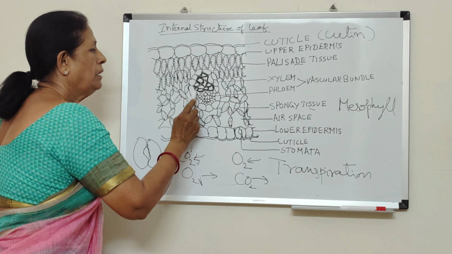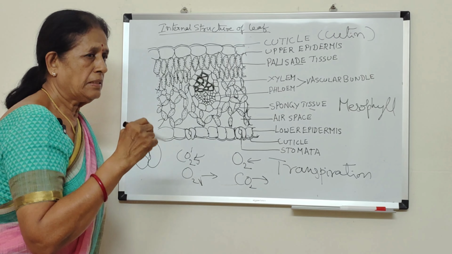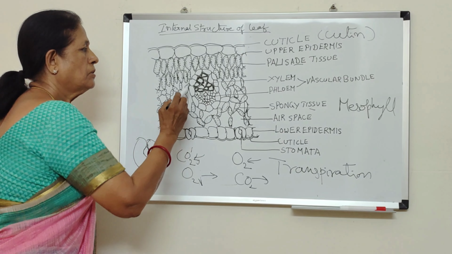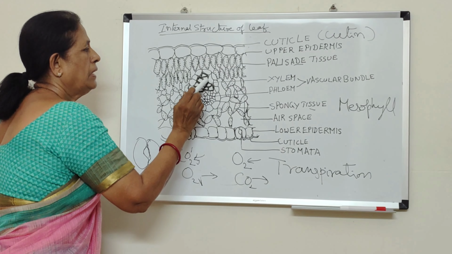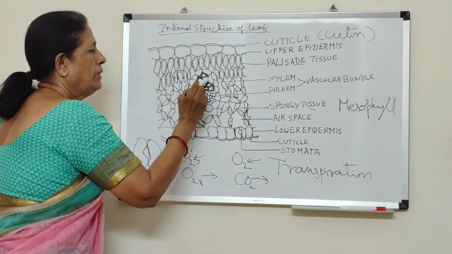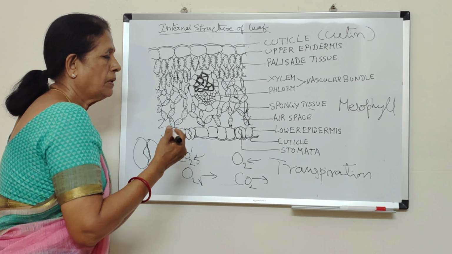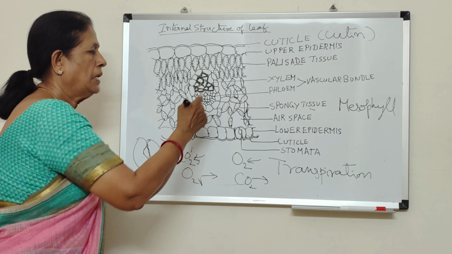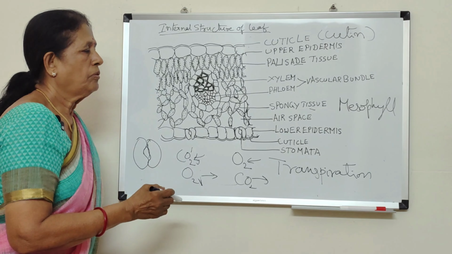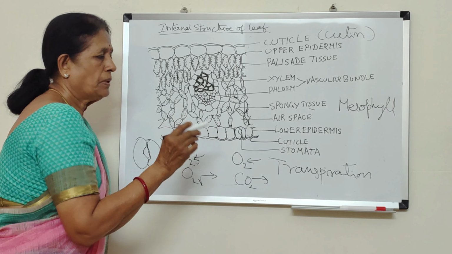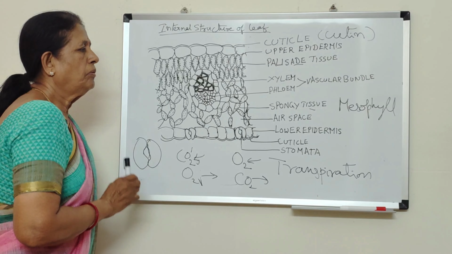And in the middle, you can see in the leaves, you have seen a lot of lines, thick lines, thin lines. They contain vascular bundles, xylem and phloem. Xylem will help in the conduction of water and minerals from roots to the leaves. And phloem will help in the conduction of synthesized food materials from the leaves to various parts of the plant. Okay, this is the internal structure of the leaf.